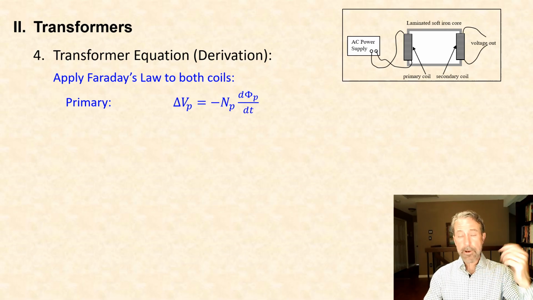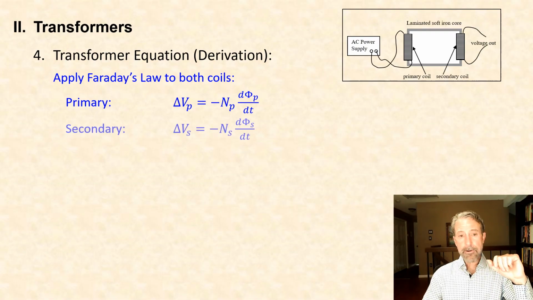So according to Faraday's law, we can say that the input voltage at the primary coil, which is caused by this alternating current, our AC power source here, that input voltage must be equal in magnitude to the time rate of change of magnetic flux in the primary coil. In other words, that input voltage is exactly equal in magnitude to the rate at which the magnetic flux is changing in that primary coil.